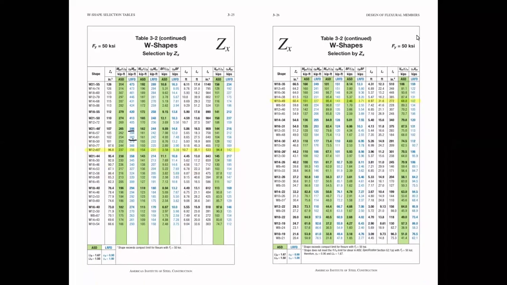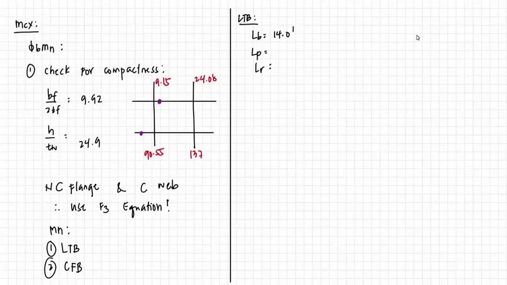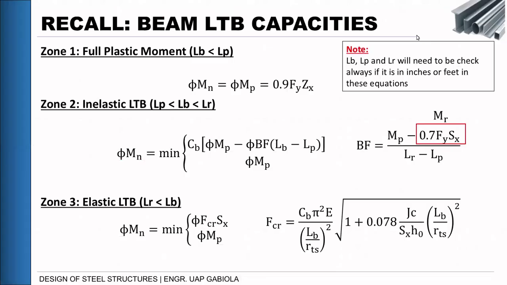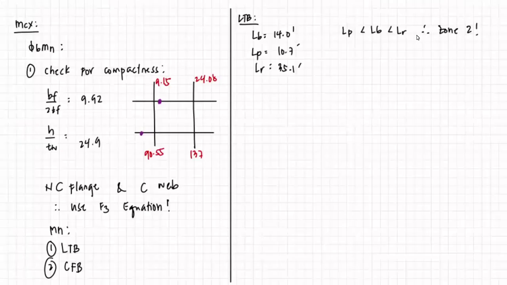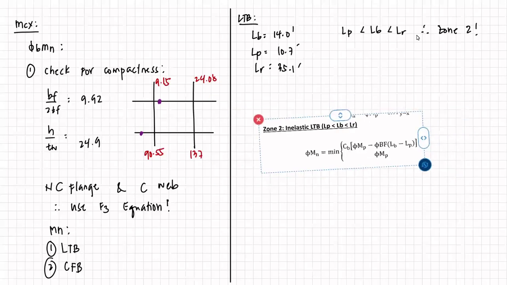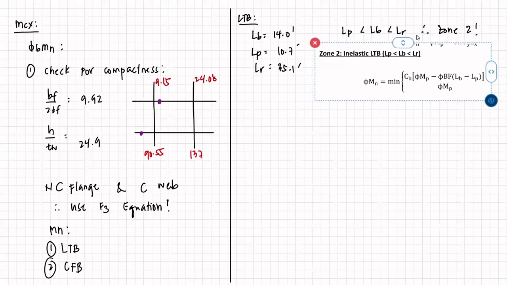Okay? So we have Lp of 10.7 and Lr of 35.1. If that is the case, Lp is less than Lb, less than siya sa Lr. Therefore, tayo ay zone 2. Okay? And pag zone 2 tayo, let's go back to the formula. Pag zone 2, ito yung kailangan natin i-satisfy na equation or inelastic tayo ito. Okay? So, ito yung value natin. Zone 2.